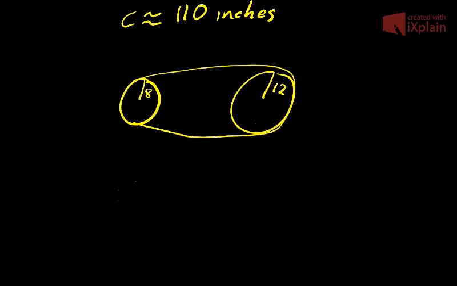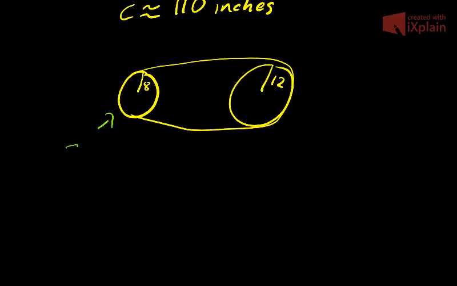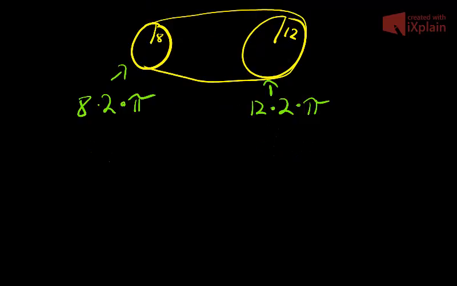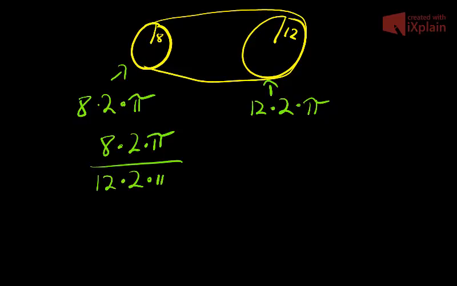The circumference of my first one is going to be 8 is my radius, times 2 would be the diameter, times pi would be the circumference. Over on this side, for my circumference, I would get 12, my radius, times 2, my diameter, times pi is my circumference. Now it wants me to find the ratio of the circumferences. So the ratio is the circumference of one, which is 8 times 2 times pi, divided by the circumference of the other, which is 12 times 2 times pi.